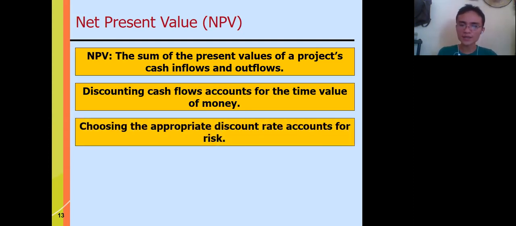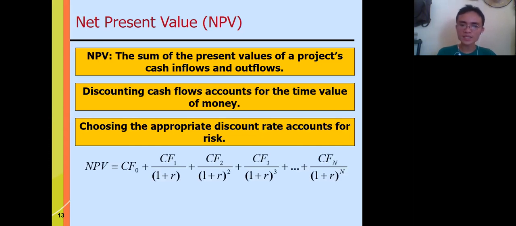Next, we also do discounting here. We choose a discount rate that accounts for risk. And that's why we can see here the mathematical formula: the net present value is basically the sum of the cash flows at time 0 and at the end of each year, depending on the estimates and assumptions. CF stands for cash flow. So the cash flow at time 0 is the investment, because that is the value that has been paid by the company at the start of the proposal.